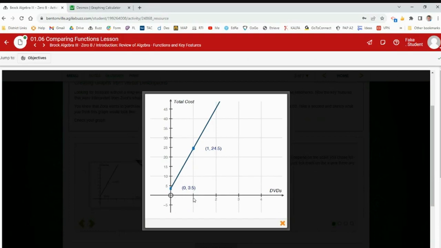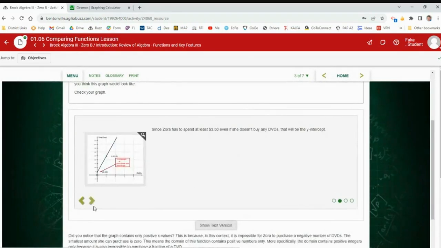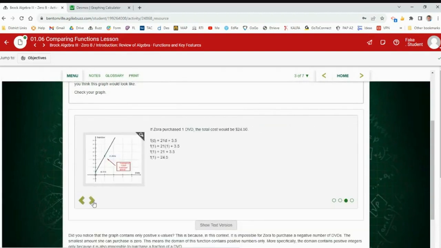And if she buys 1 DVD, you know, it's a slope of 21. So it goes up 21 over 1. So now the 3.5 becomes 24.5 because we added 21. And the x goes from 0 to 1 because now we bought 1. If we buy 2, we're going to add another 21 onto the y, and so forth and so on. All right, and this will walk you through those steps that we were just talking about.